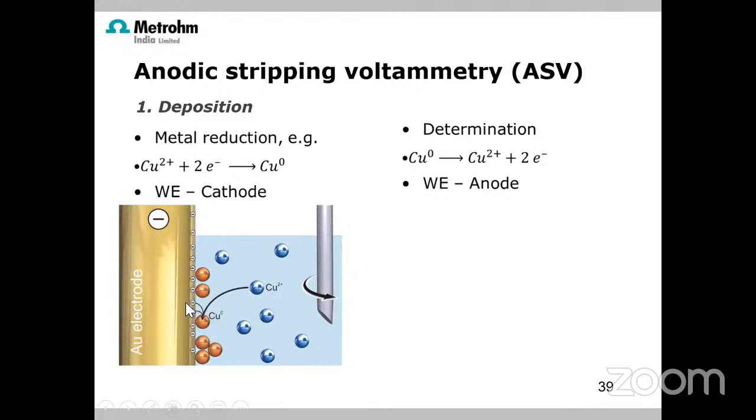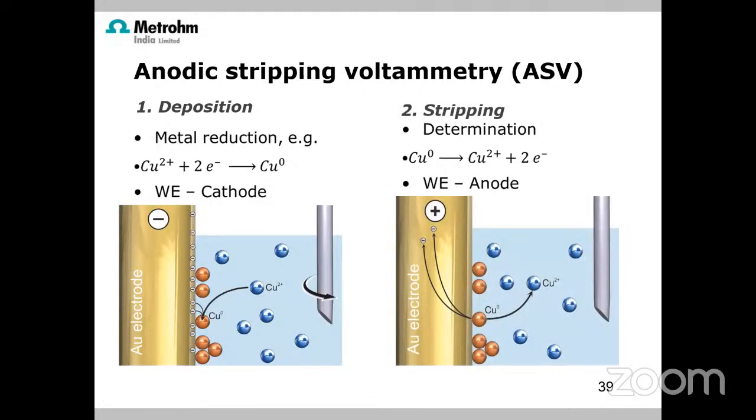Then in the next step, I reverse the polarity. I make this mercury electrode, or gold electrode, the positive electrode. We are making it positive and applying a potential where copper ions are stripped back into solution as copper ions. During this, oxidation occurs and there is an oxidation current which is measured. This is proportional to the concentration of the analyte present in the sample.